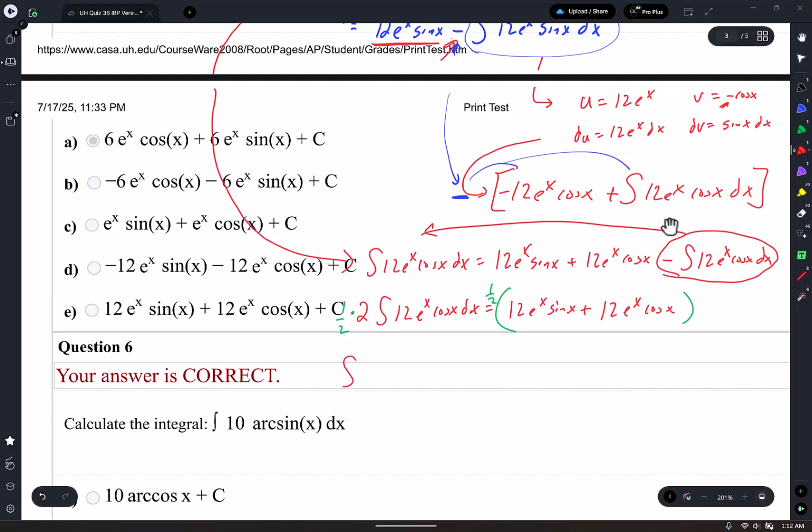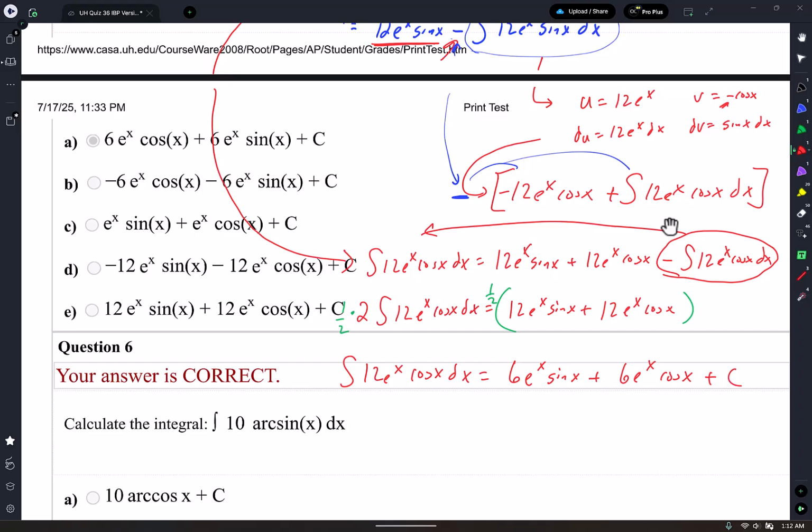So here we go. We're going to have the integral of 12 e to the x cosine x dx, which is what we initially were looking for, is nothing more than 6 e to the x sine x plus 6 e to the x cosine x, and then don't forget your plus C. And there it is.